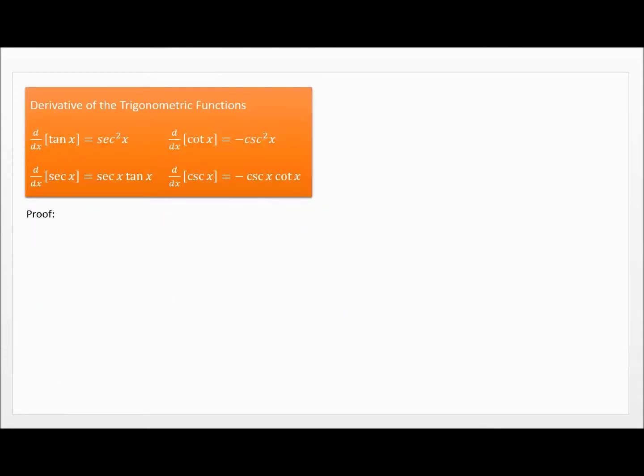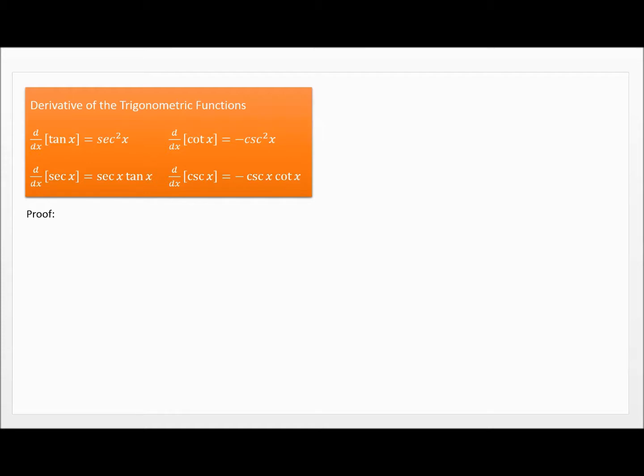Now what I have for you here is the derivative of 4 of our trigonometric functions. Now we already know what the derivative of sine of x is. The derivative of sine of x is positive cosine of x. And then the derivative of cosine of x is negative sine of x. We proved one of those previously. We proved that the derivative of cosine of x is negative sine of x.